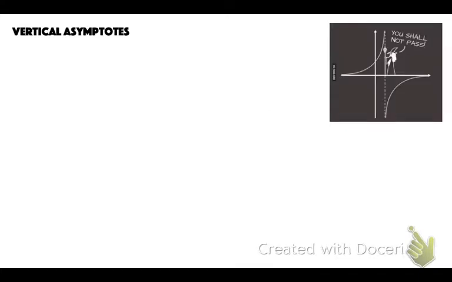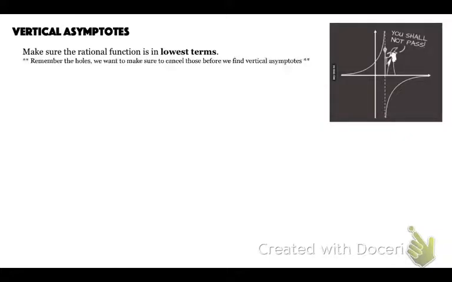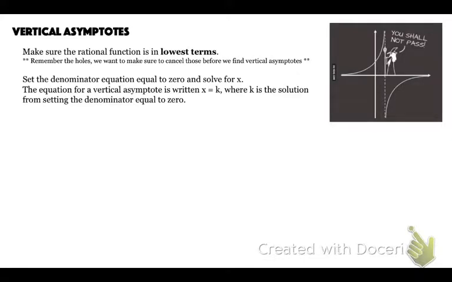Okay, so a vertical asymptote is the one that is going vertically, obviously. And to find these, we just want to make sure the rational function is in lowest terms. Remember the holes. We want to cancel those before we find vertical asymptotes. Okay? And then we set the denominator equal to 0 and solve it for x. Okay? And the reason we have these vertical asymptotes is because you can't divide by 0. Okay? It like breaks math and the universe collapses into a black hole or whatever happens.